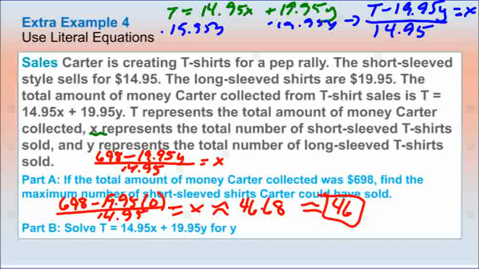On this last one here, solve P equals 14.95x plus 19.95y for y. So instead of solving for x, I'm just solving for y, which would be the same formula as I have up here. The only difference is I'm just going to switch your variables and your numbers around. So really I'm subtracting 14.95x.